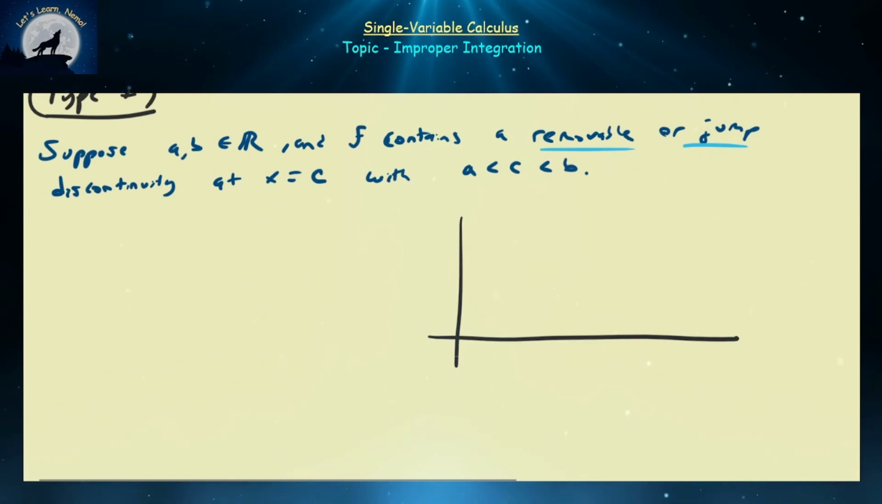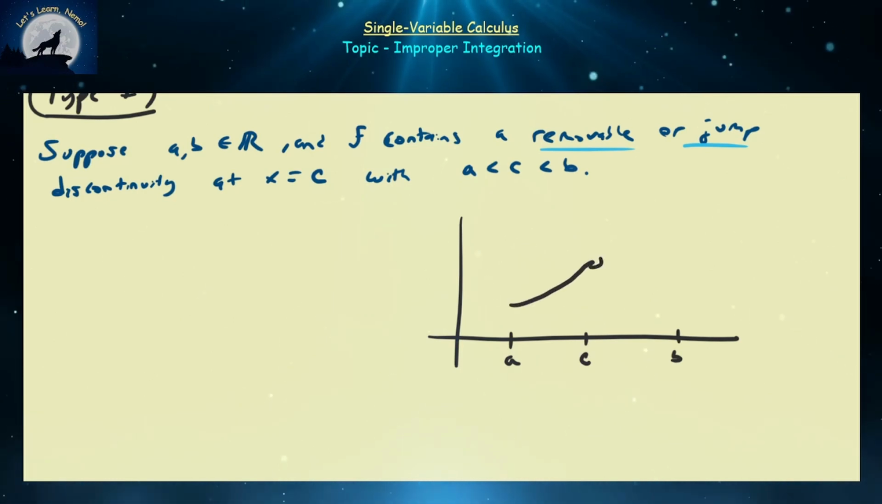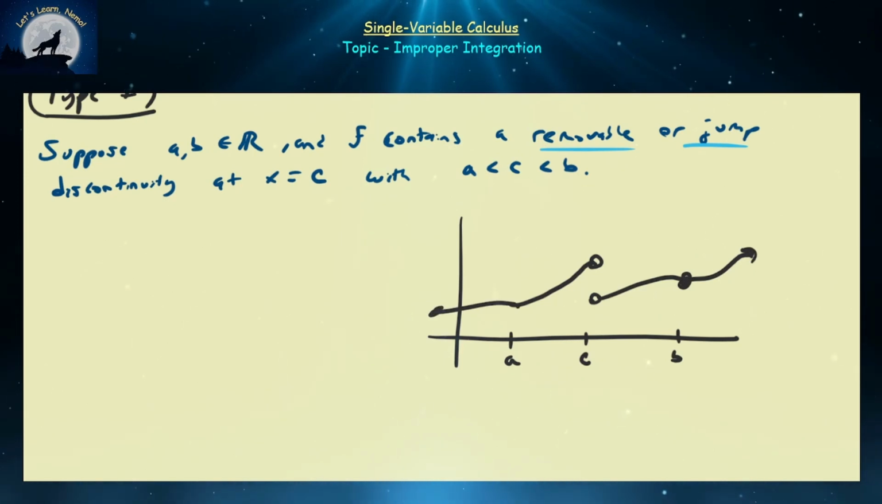Let's draw a little picture to see what's going on here. We have a here, we have b here, and we have some point c here as well. What's going on at this point c is either a removable or a jump discontinuity. Let's do a jump discontinuity just to make it a little bit more fun. Then we have the function doing some stuff outside this interval, who knows what and who cares. Obviously the integral from a to b of f of x isn't defined with respect to the fundamental theorem of calculus. You can't do capital F of b minus capital F of a because f is not continuous on [a, b], so it doesn't apply. But what are we actually looking for?